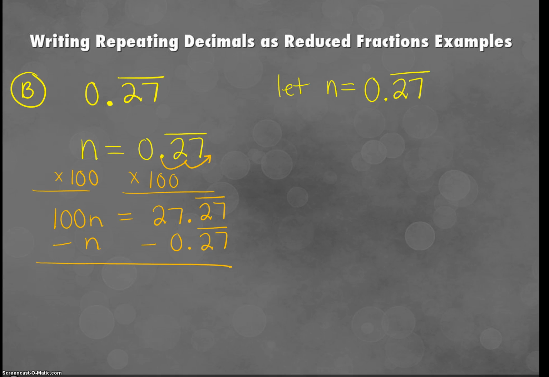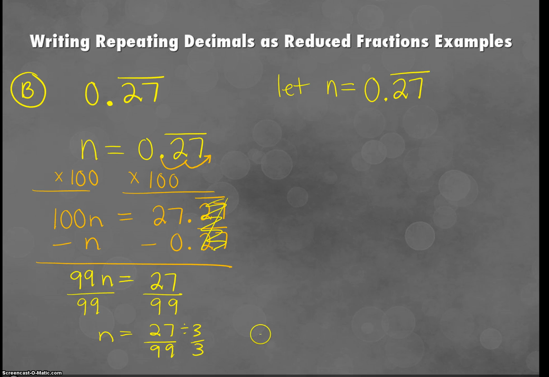Pause the video and see if you can do the math on your own. So when you did that, 100n minus 1n equals 99n, and 27.27 forever minus 0.27 forever clears out your repeating decimals, brings you down with 27. Now to isolate your variable, you divide both sides by whatever's next to your letter, and so you get n is equal to 27/99.